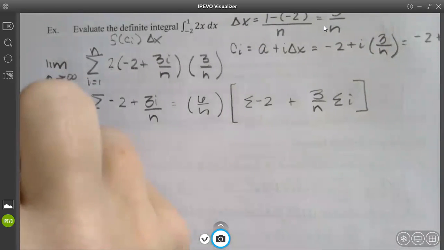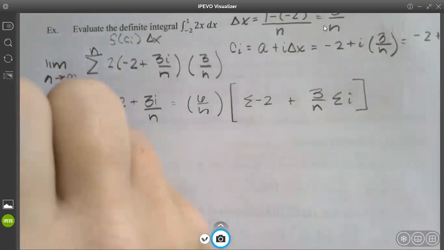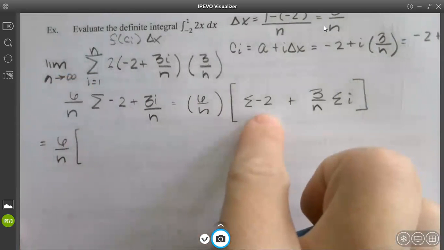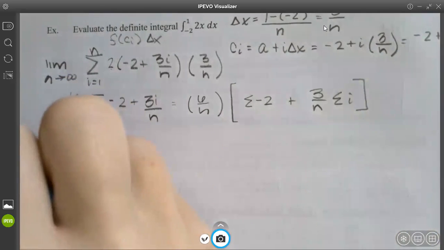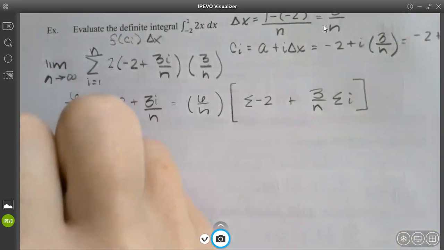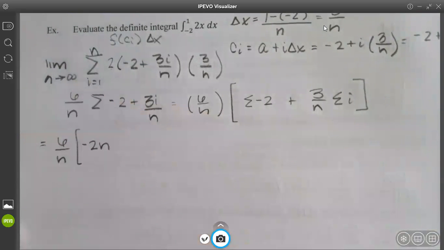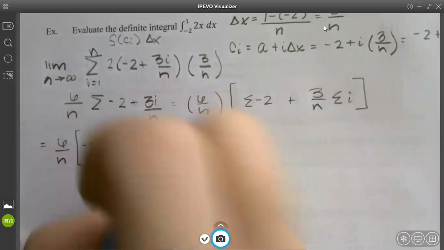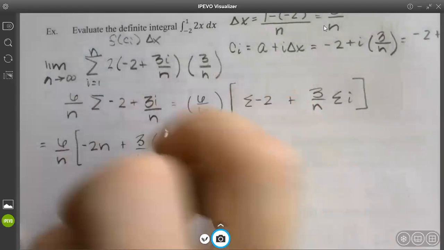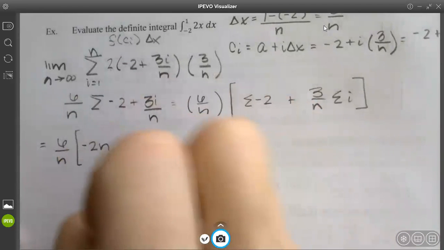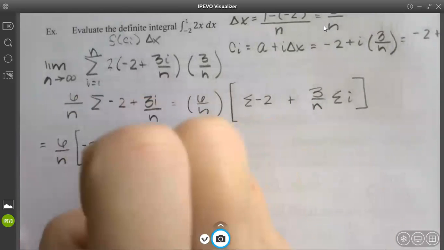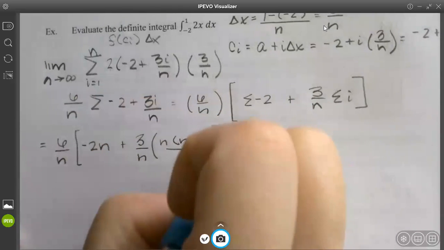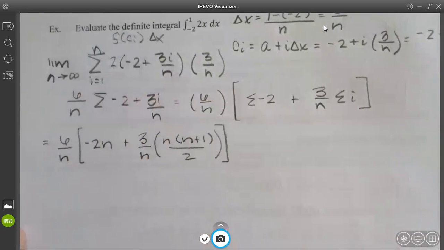Let's go again. 6 over n. What's the summation of -2? -2n. Don't forget, we add a power. Everybody remember that? Plus 3 over n times, what's our summation of I? And now we're just going to simplify and then take the limit.